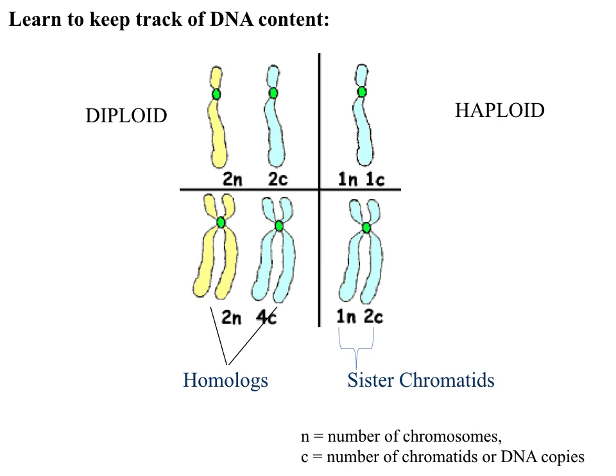Okay, so we need to learn to keep track of our DNA content. We have lots of definitions to keep straight on this slide, and hopefully this slide will help you. The term ploidy refers to the number of sets of chromosomes in a cell. Most animal cells are diploid, containing 2 sets of chromosomes. So in diploid animal cells, which contain 2 sets of chromosomes, each chromosome will have a homolog.